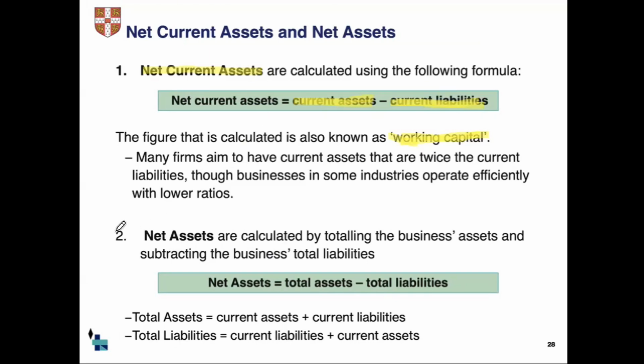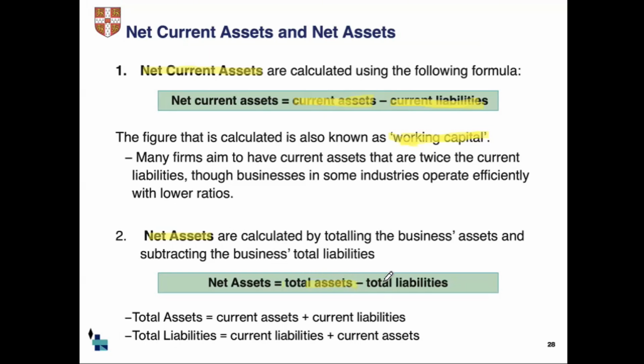And then the second thing that we'll look at is net assets. Please take note of the difference between net current assets and net assets. Net current assets is our working capital. It's calculated by subtracting current liabilities from current assets. But net assets is a measure of the total assets, not only the current assets, but non-current assets as well.